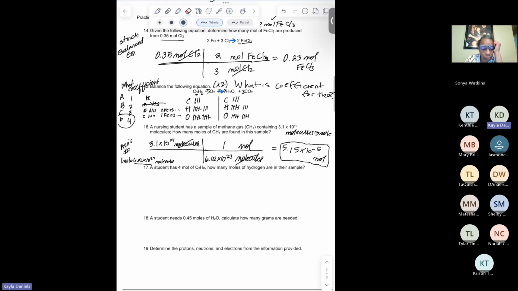17. A student has 4 moles of C3H8. How many moles of hydrogen are in their sample? Okay, this is the one question I really don't like. I wish they would remove it because it looks like it might be stoichiometry, because you're switching compounds. You have moles of C3H8, and then all of a sudden you're going to just hydrogen, but there's no balanced equation.